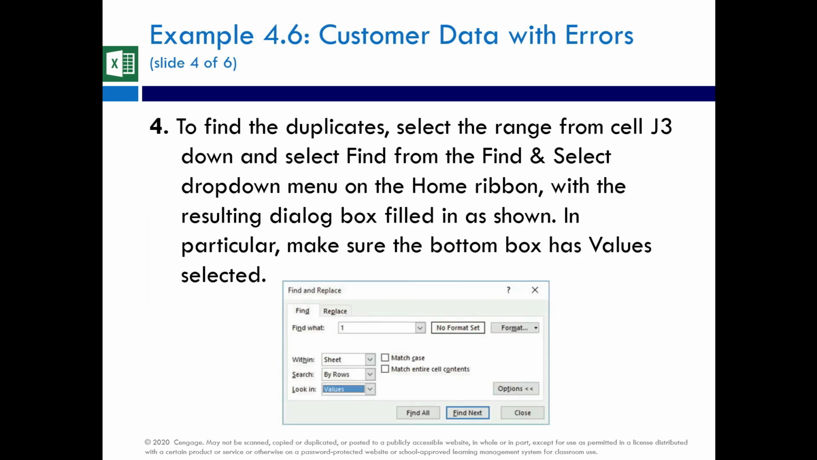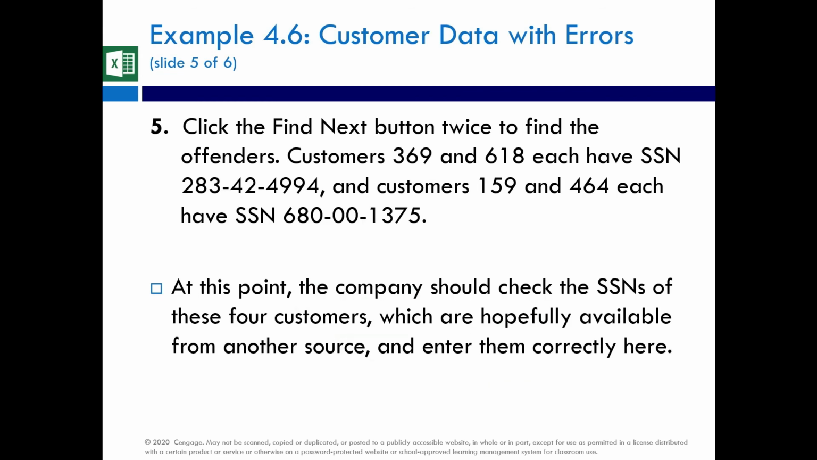To find duplicates, select the range from J3 down and select Find from the Select drop-down menu on the Home tab, with the resulting dialog box filled in. In particular, make sure the bottom box has values selected. Click the Find Next button twice to find the offenders. Customers 369 and 618 each have Social Security number 283-42-4994, and customers 159 and 460 each have 680-00-1375. At this point, the company should check the Social Security numbers of these 4 customers, which are hopefully available from another source and can be corrected.